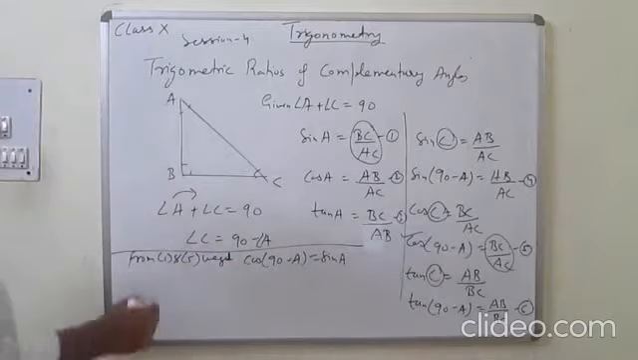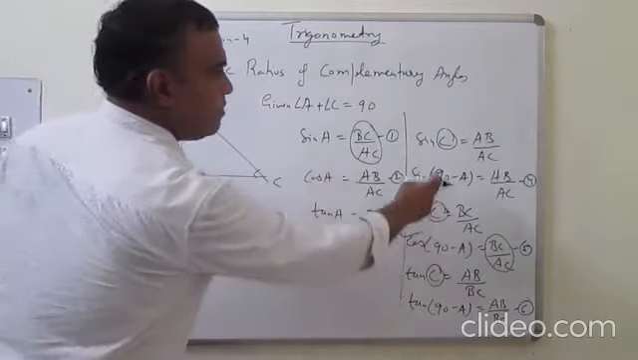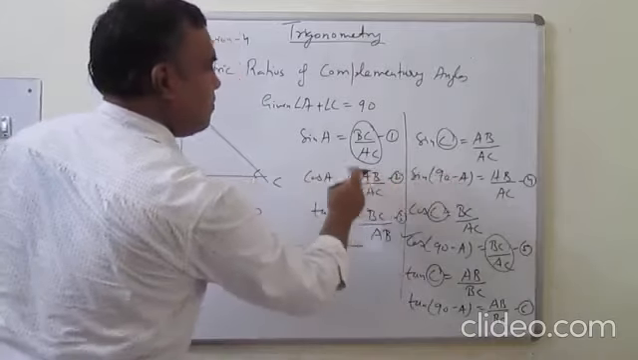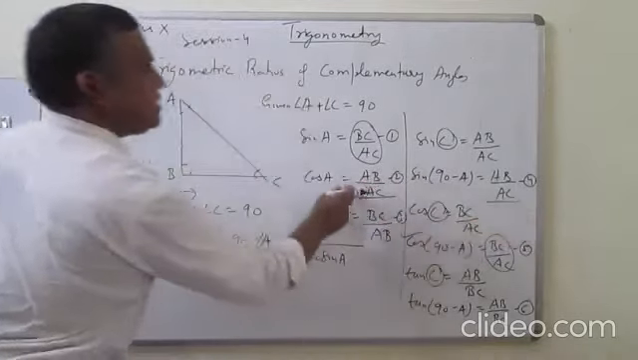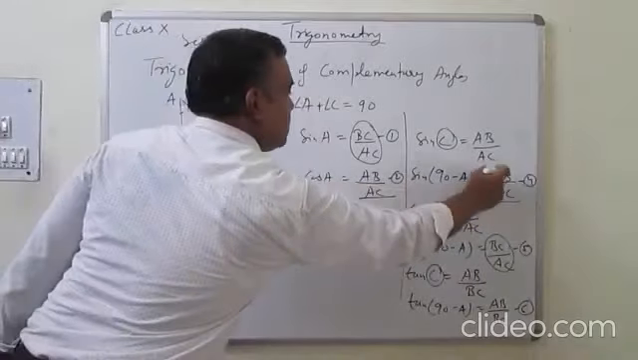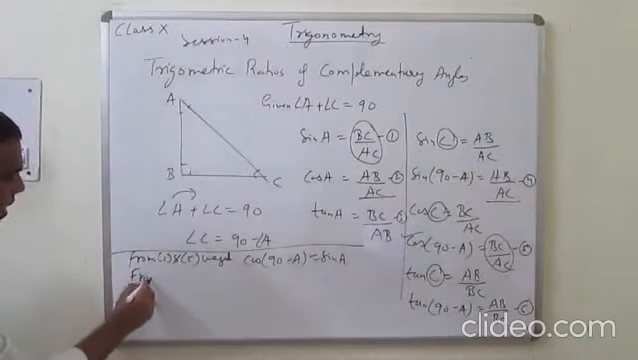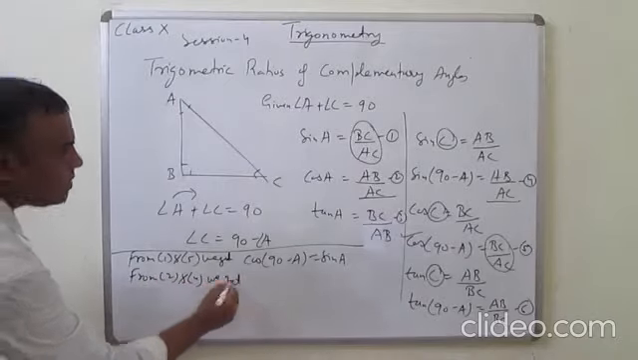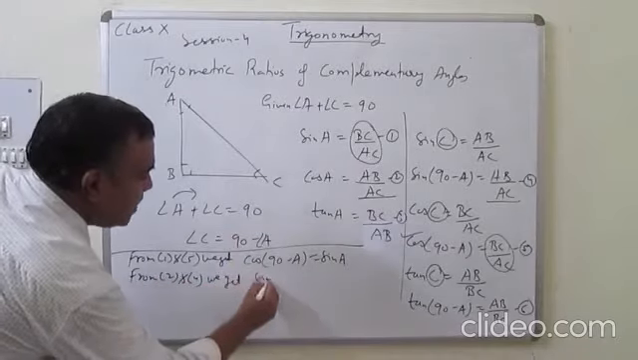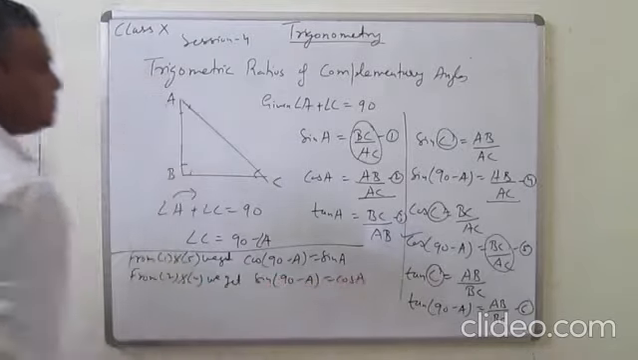Now cos A is AB upon AC, and where is AB upon AC? This. Now from 2 and 4, this and this are the same, AB upon AC. इस AB upon AC की जगह क्या लिख सकते हैं? Cos A. From 2 and 4 we get sin 90 minus A is equal to cos A.